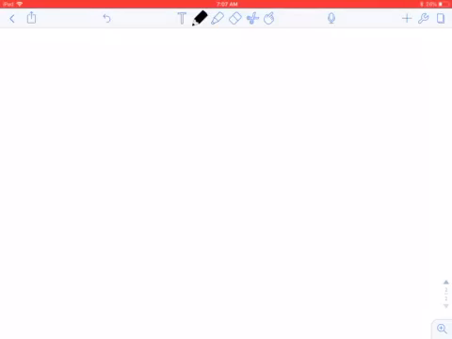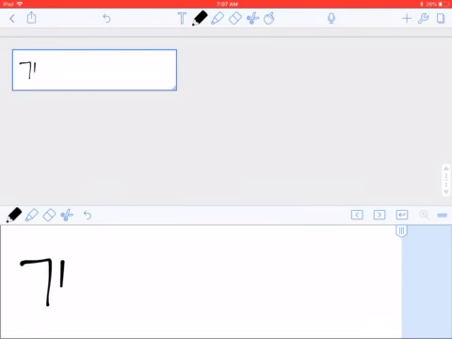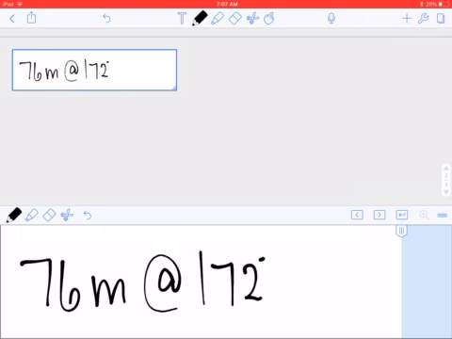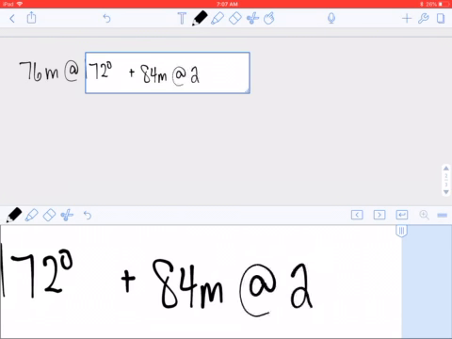Okay, so there's one more scenario that we need to account for. And so let's just do this example. Let's say that I'm adding together 76 meters at an angle of 172 degrees, and I want to add it to 84 meters at an angle of 236 degrees. Okay, so I want you to go ahead and pause this video, make your X and Y chart, make the totals, and then turn the video back on.